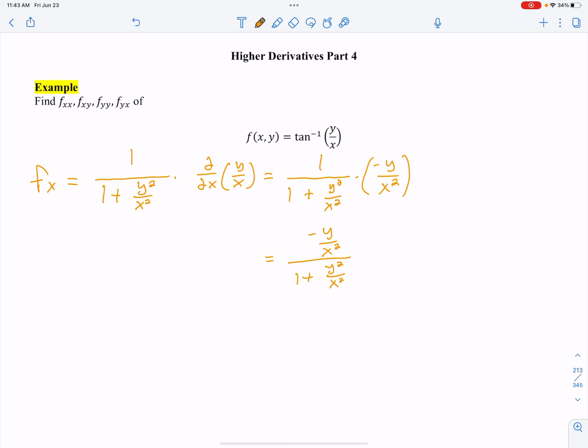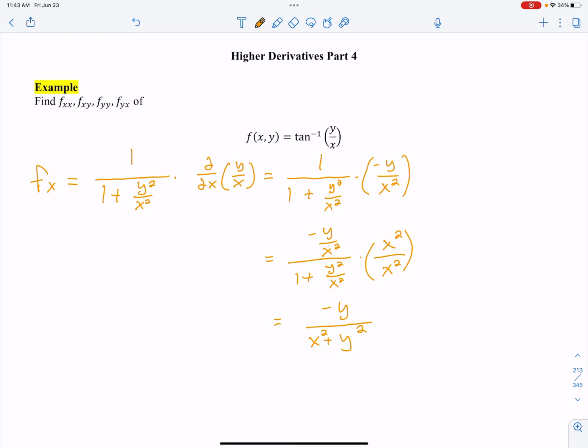x squared. If you wanted to clean this up, what we could do is multiply top and bottom by x squared. Since that thing in the parentheses there is a 1, we're allowed to do this. This is going to clean everything up. The x squareds cancel on the bottom, and I get negative y over x squared plus y squared. It's a nice, pretty answer. Okay. Unfortunately, though, that was only fx.